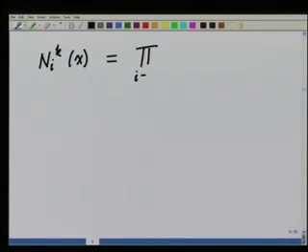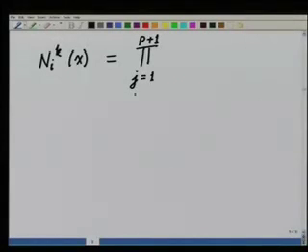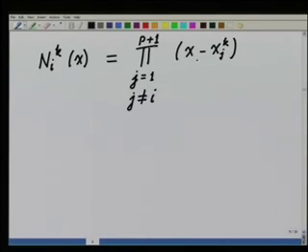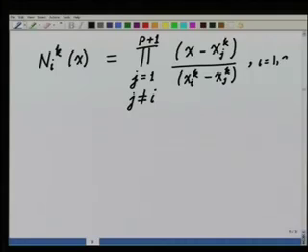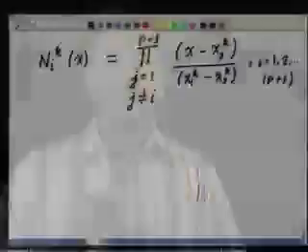We will take the product of j going from 1 to p plus 1 such that j is not equal to i. Product of what? X minus xj for the element k divided by xi of the element k minus xj of the element k. This is for i equal to 1 up to p plus 1. You see that this definition satisfies all the properties, that is at the node xi of element k, this function has a value 1, at all other nodes it disappears and it is a polynomial of degree p. So this is how we can construct a generic pth order shape function.